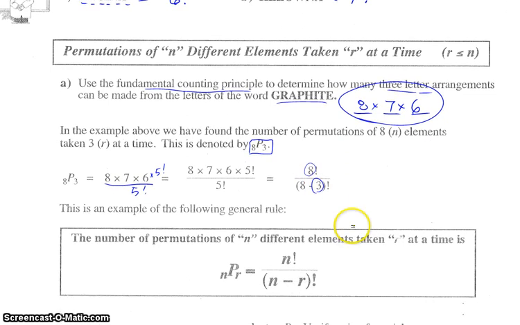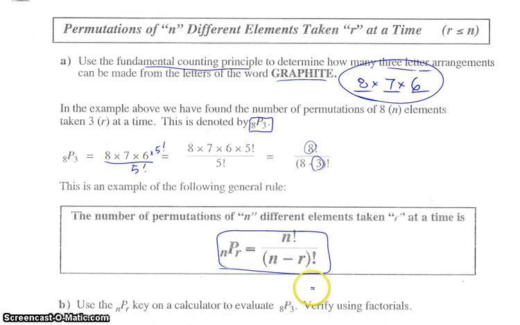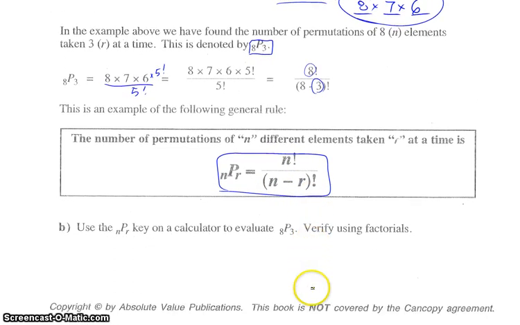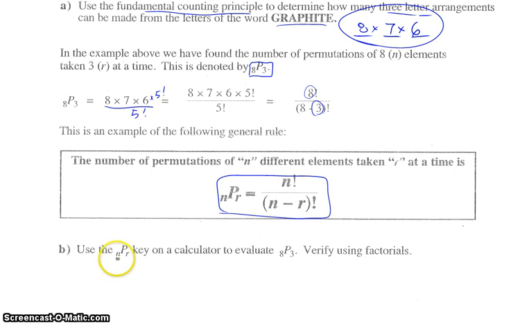So you'll notice 8 pick 3. Will that formula always work? Yes, it will. So this one is on your formula sheet: 8 things, picking 3 of them in our case, or n things, picking r of them. Let's use your nPr key on the calculator to figure out 8 pick 3, which should be equivalent to what we had up here.